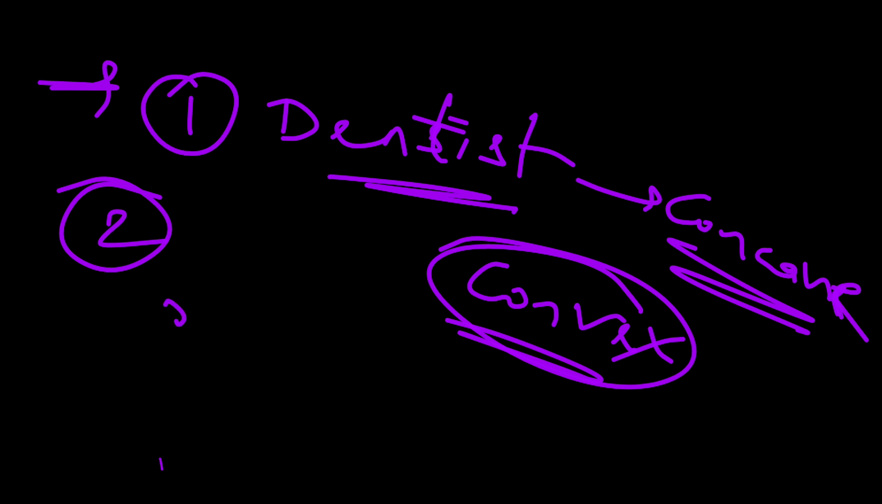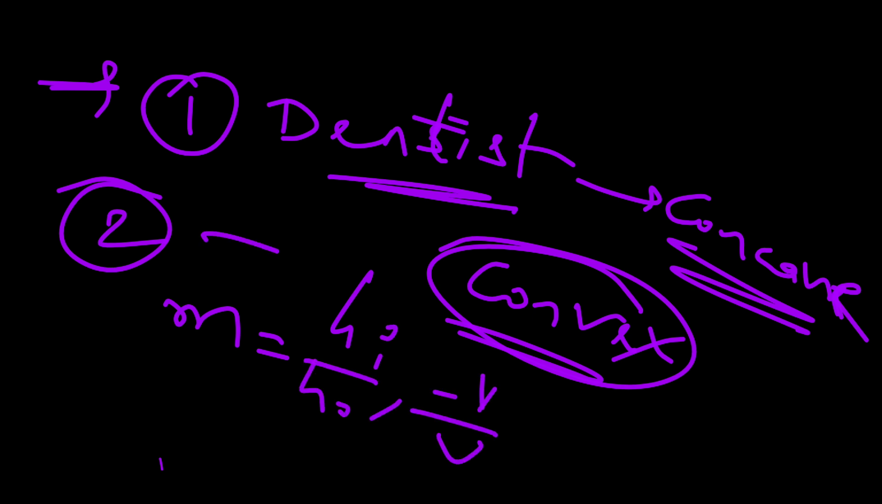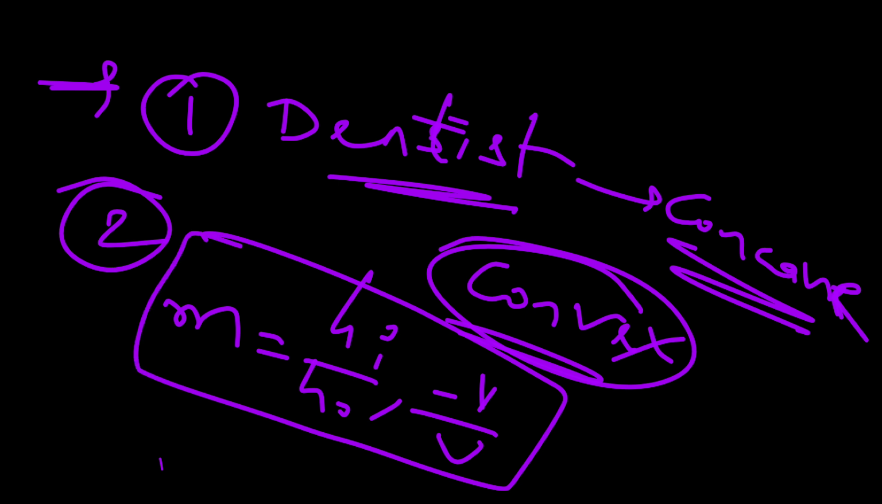Write the magnification formula. M is equal to Hi by Ho, or minus V by U. So this is the magnification formula for mirrors, right? For lenses, there will be little changes. Okay, let's start the session now.